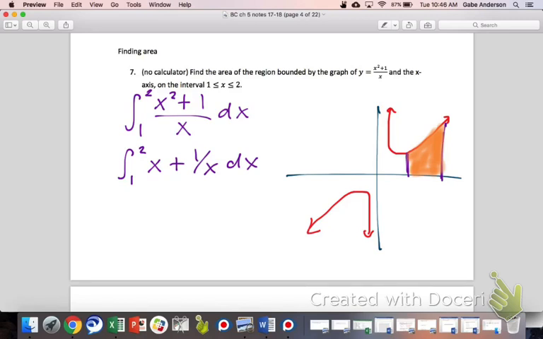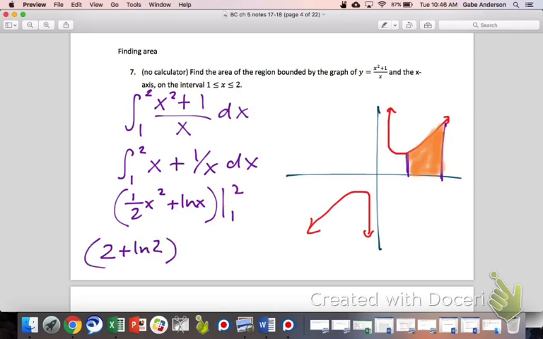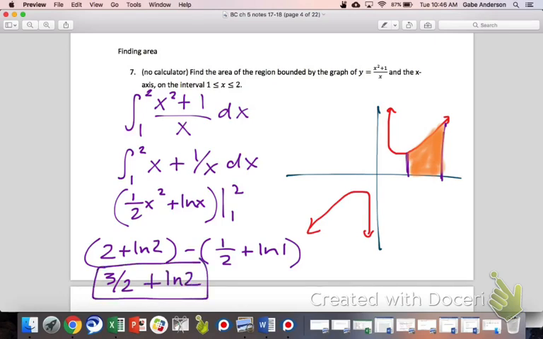Do your antiderivative. You get 1/2 x squared plus natural log of x, evaluated from 1 to 2. We then do FTC 1. And let's see, when you plug in a 2, you're going to get 2 plus natural log of 2, minus, when you plug in a 1, you're going to get 1/2 plus natural log of 1. And of course, natural log of 1, like we said before, is 0. So you could simplify this a little bit. You could go 2 minus 1/2 is 3/2 plus natural log of 2, and stop right there. But you don't have to, as we talked about.